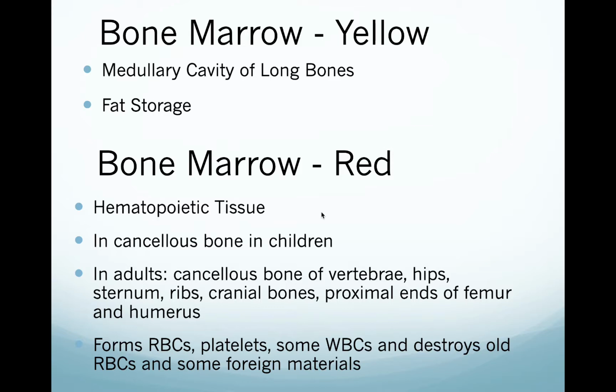And in adults, it's going to be found in the spongy bone of things like vertebrae, hips, sternum, the ends of the femur and the humerus, because those are quite large in terms of size. And that red bone marrow is going to be responsible for making red blood cells, platelets, some of your white blood cells, and it helps with destroying and creating new red blood cells.